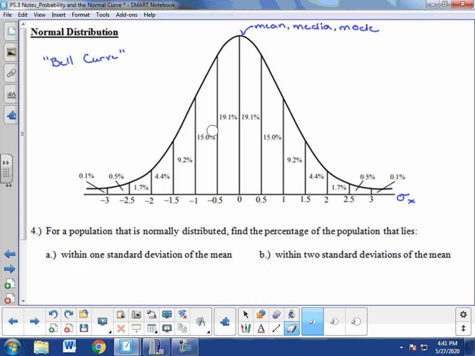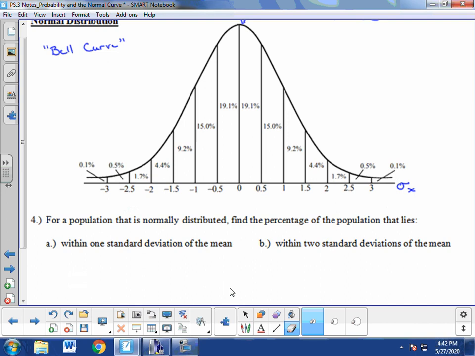The majority of scores are going to be towards the middle, and as we start to branch out to the left and to the right away from the mean or the average, we have less and less scores until we get to an unmeasurable amount. So in problem number 4, it says, for a population that is normally distributed, find the percentage of population that lies A, within one standard deviation of the mean.